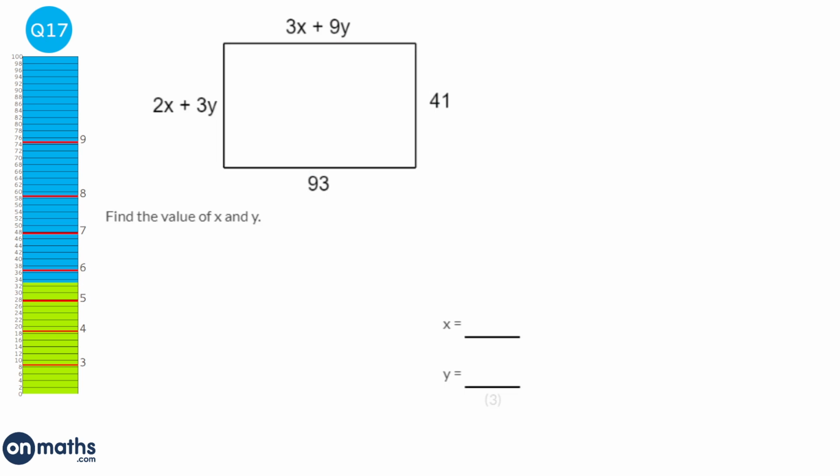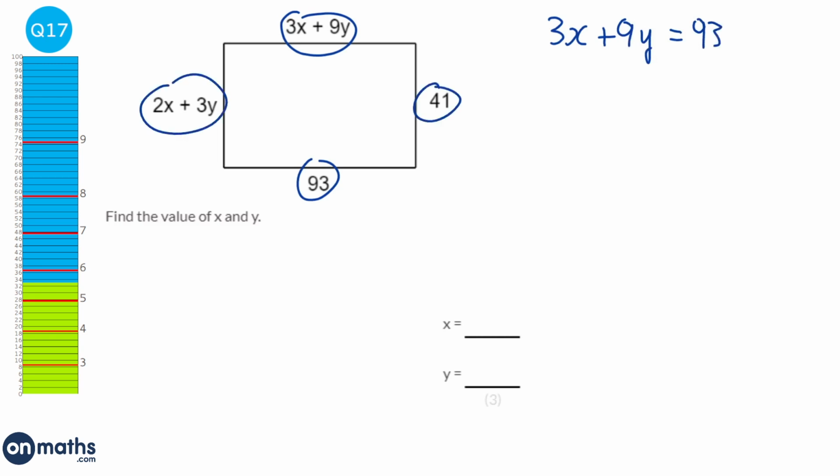Something we know about rectangles is opposite sides are equal, so these two will be equal, and these two will be equal. And you notice now that we've got simultaneous equations. So what I'm going to do is get the coefficient of the y the same, and I'm going to do that by multiplying everything in the second equation by 3.